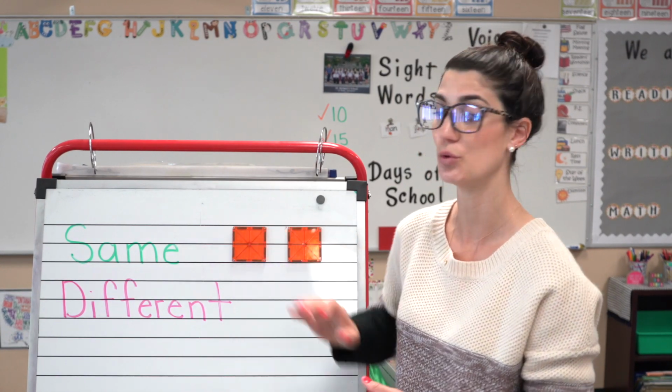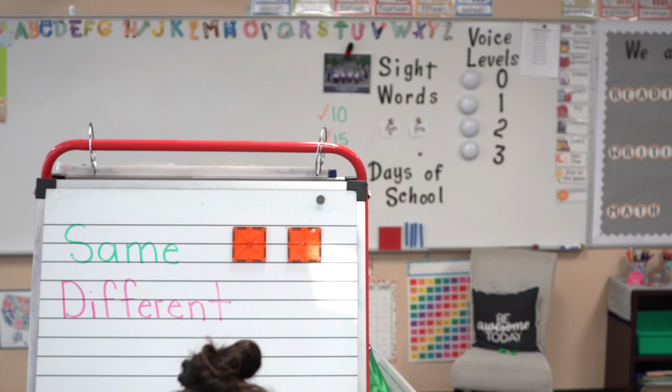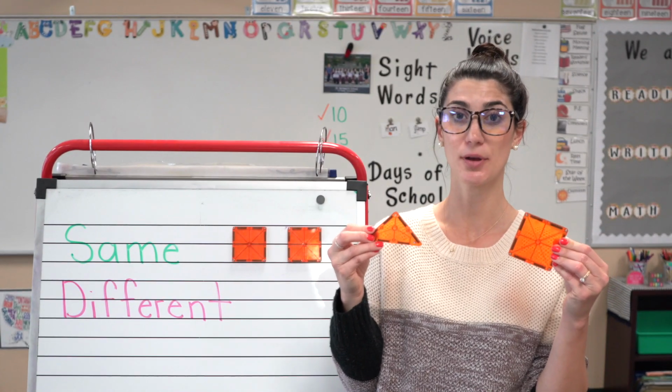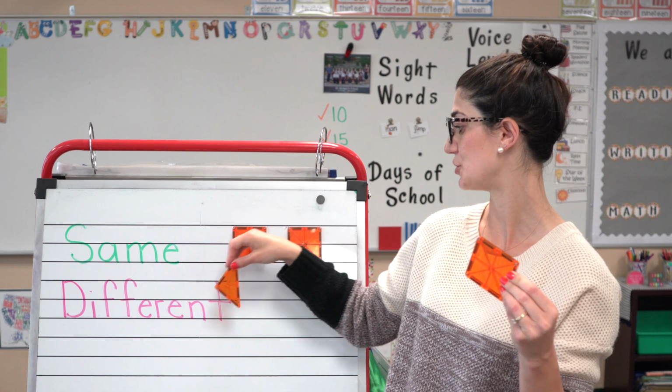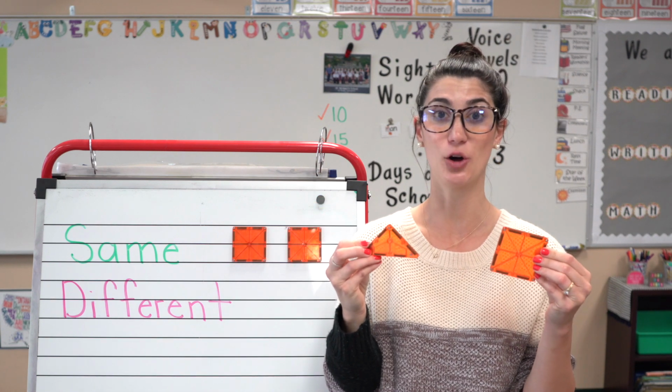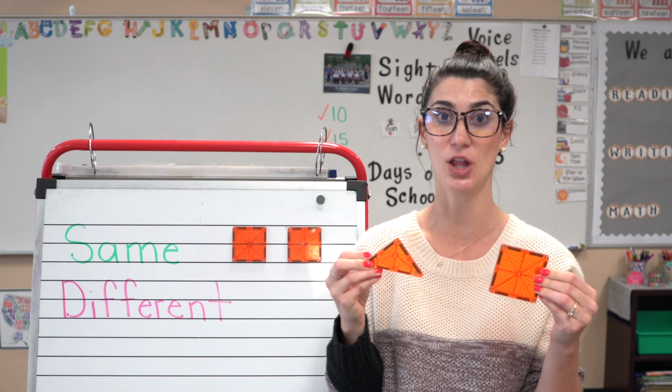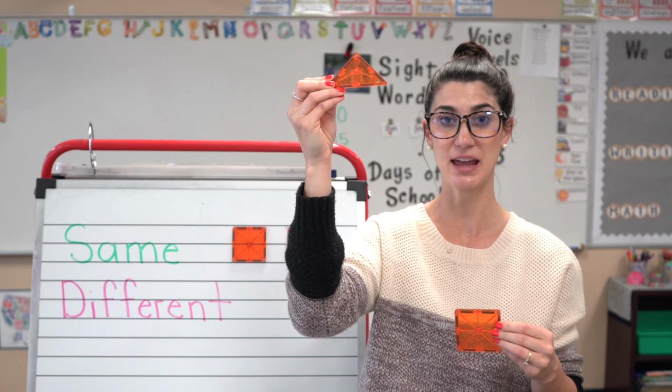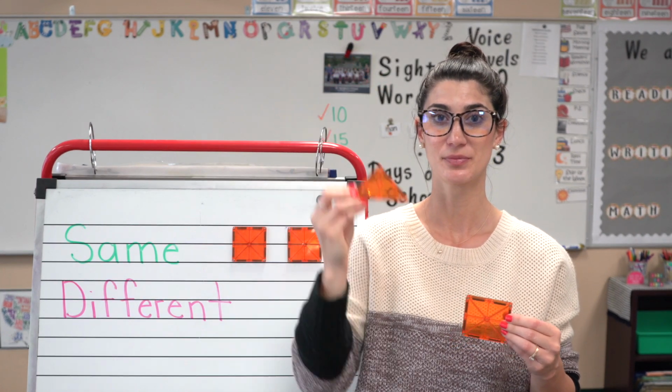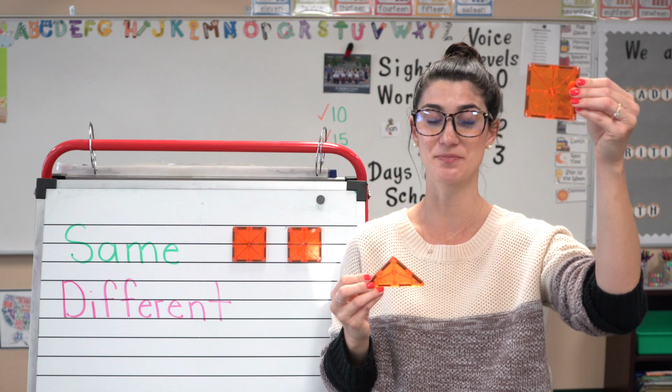Here I have two orange squares. Which shape would go with my other two shapes? So remember, at home, give me a thumbs up if I'm holding up the one that belongs. Is this shape the same? Or is this shape the same?